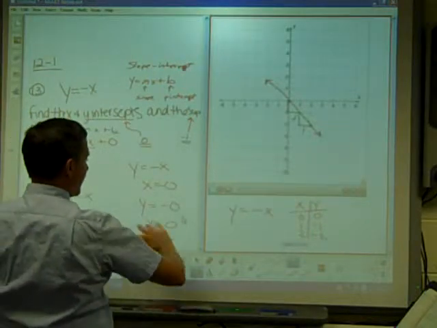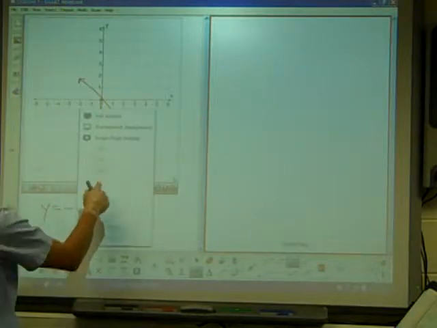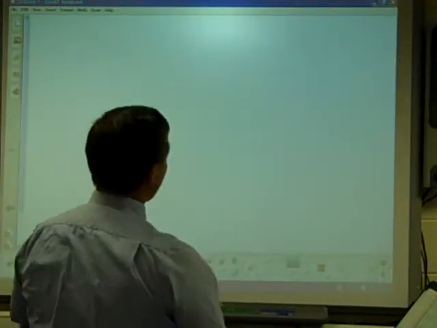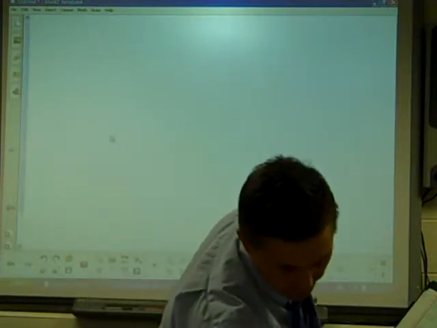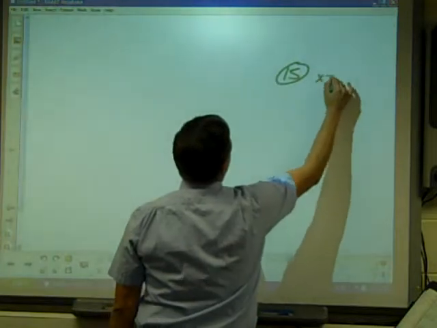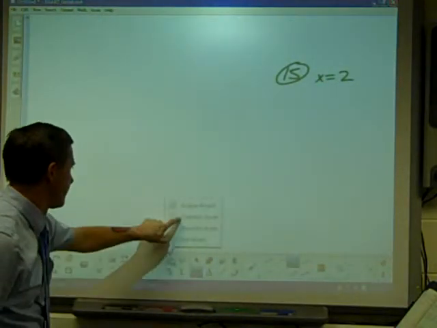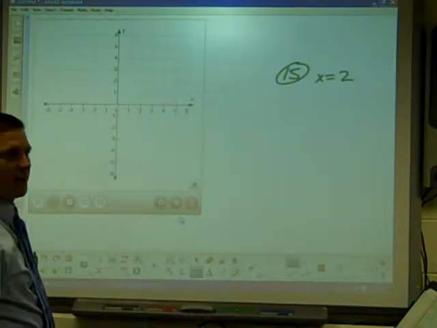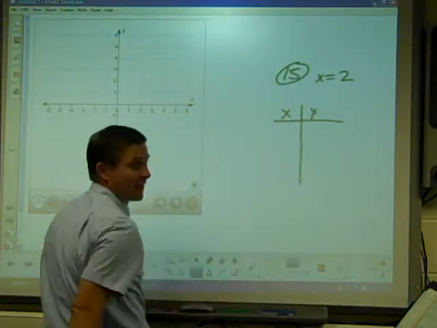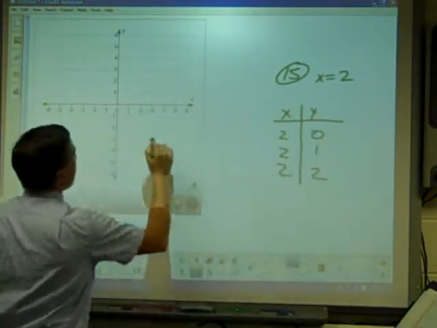So if I erase all this, or go to a new page and back to a single page, and look at the next one in the book, 15 is x equals 2, and I'll skip 17 because it's almost the same. Again, this is a special case, and I always ask, can I pick 0 for x? And the answer here is no. I can't just pick x. X is always 2. So can I pick y? Yeah.